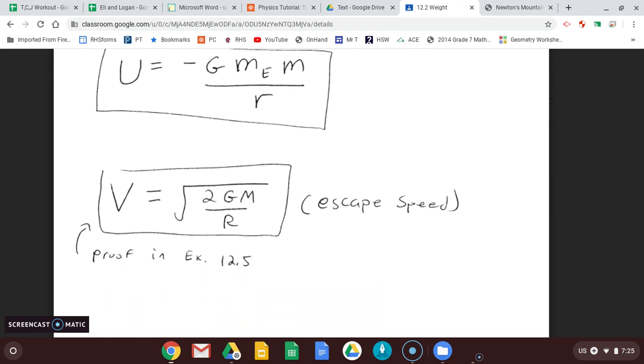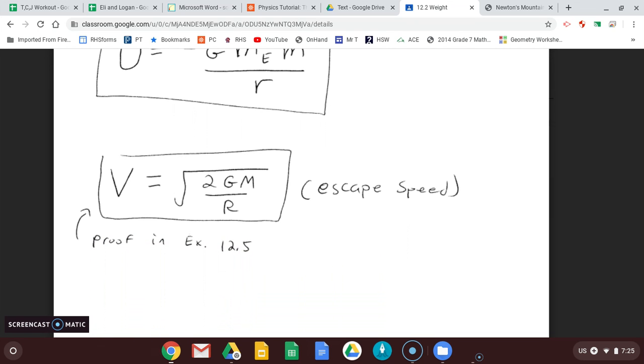And as we just showed in simulation, with what an orbit is, there's a velocity which, if you shot it too fast, it would escape this gravitational pull. It's a little bit lengthy of a proof, but it's in example 12.5. You don't have to view it.